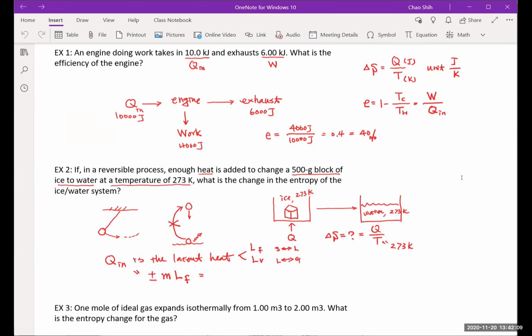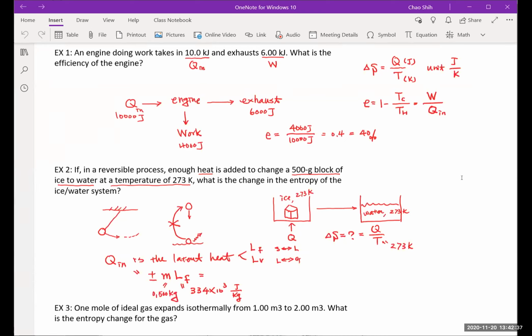Okay, so I find out this latent heat of fusion is 334 times 10 to the 3. Unit for this is joule divided by kilogram. So that's the latent heat. Now, in order to get that, I also need to know the mass. Well, the mass is given as 500 grams, but you have to convert this to kilograms. So this is 0.500 kilogram.